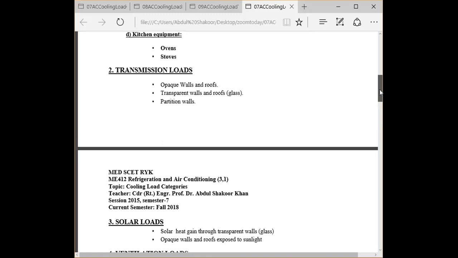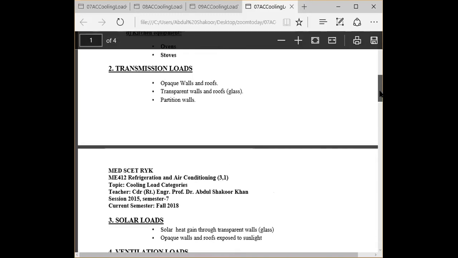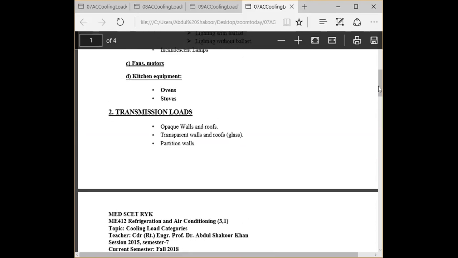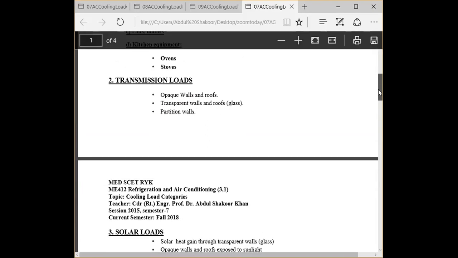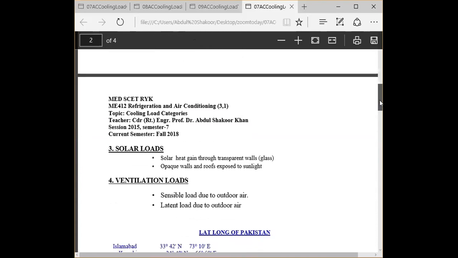Thermal principles were taught, and in the heat and mass transfer course, it is taught. That is why it is a prerequisite of this subject. The refrigeration and air conditioning subject's prerequisites are thermodynamics, heat mass transfer, and fluid mechanics. These three subject fundamentals are used for calculation. Now, this is called transmission load because of temperature difference.